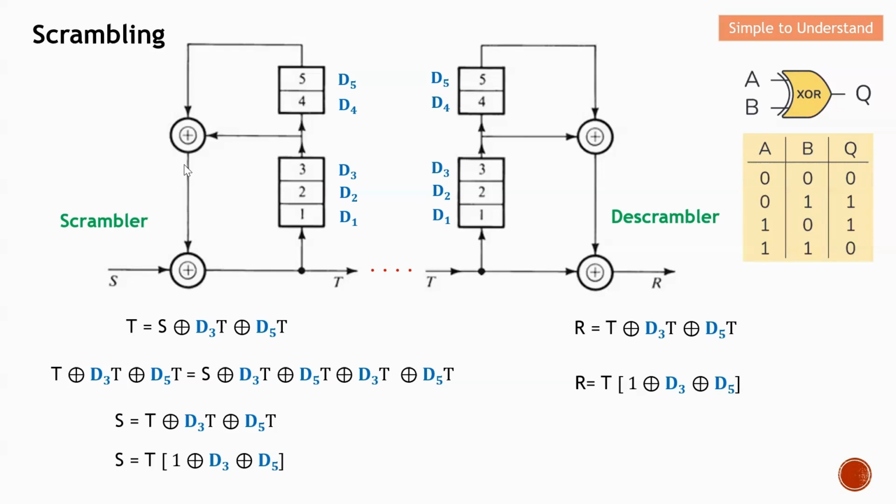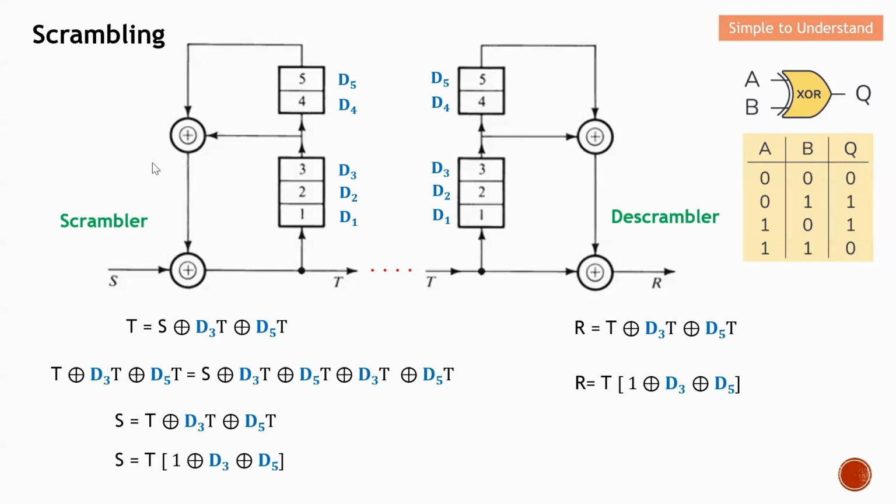So this path, what will be the value? This is actually the data at D5 and also the data at D3 exclusive OR. So basically, this is the data at D3, and this is actually the data at D5. Okay, so from here and from here, they actually do an exclusive OR. So basically, over here is D3 T exclusive OR D5 T.